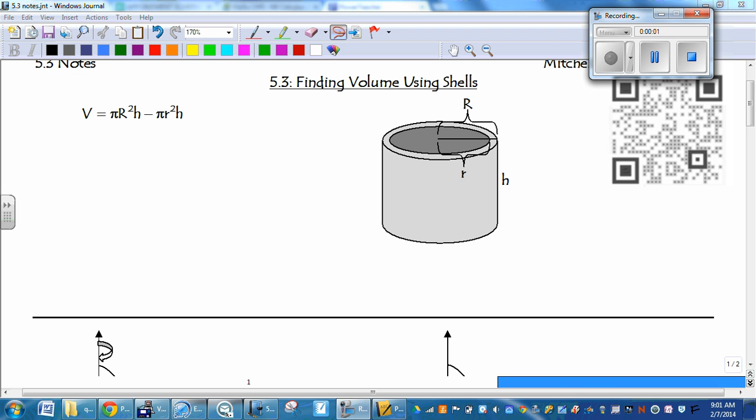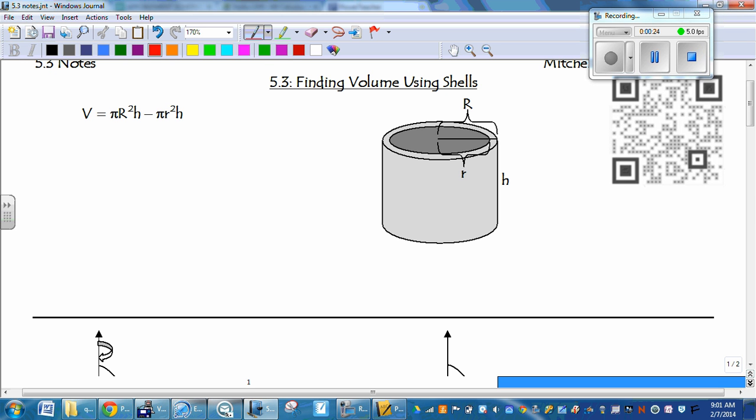Right. So a shell is similar to a washer. They're both cylinders with holes in them, but they're a little bit different in the formulas that we're going to use. So if you look up here, this is basically what we started with when we talked about washers. We're taking the volume of the big cylinder minus the volume of the small cylinder. That's what we started from.